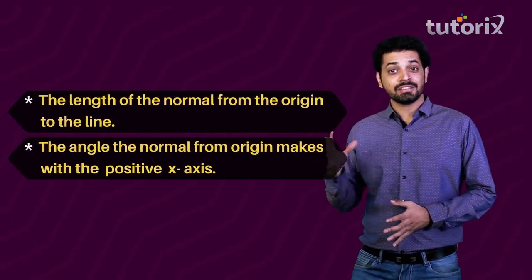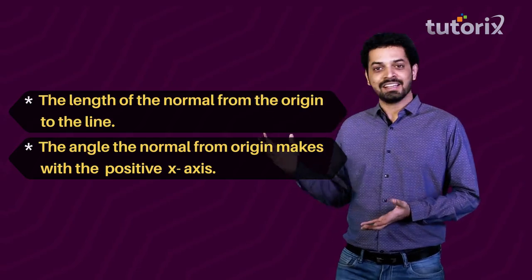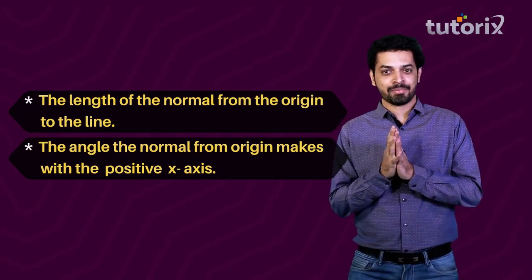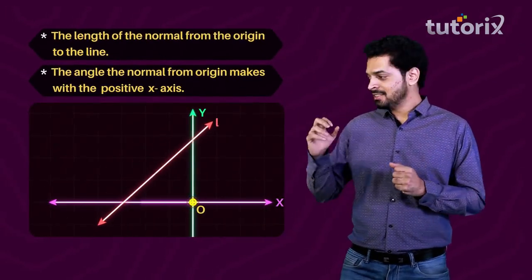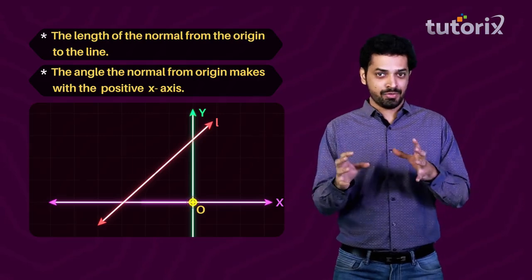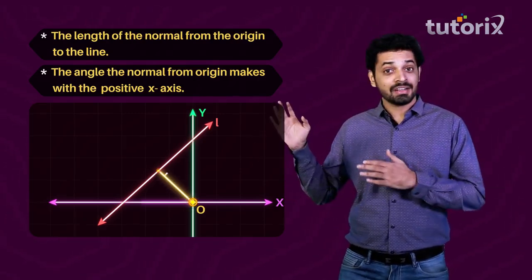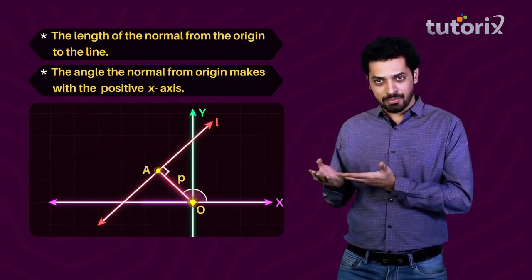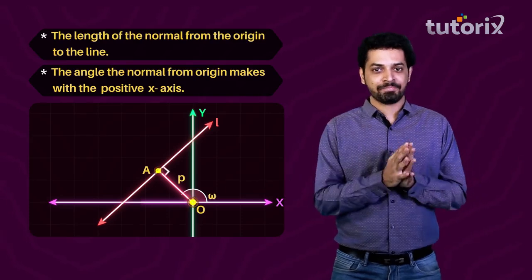Now these are the 2 lines of information that we know about the line: the length of the normal and the angle which the normal makes with the positive direction of the x-axis. Now let's try to visualize the line first. Say this is the line in the plane whose equation we want to write. Let's drop a perpendicular OA of length P. And the angle which this OA makes with the positive direction of the x-axis is omega.